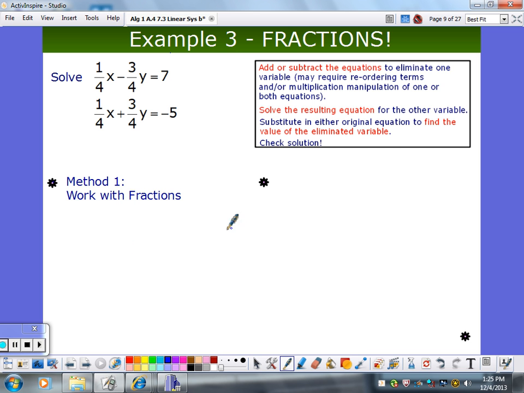So let's see. Can I work with fractions? Same process. Are there any opposites? Are these opposites? Yeah. There's things that might be useful. Are these opposites? Yes. So I can pretty much add, right? 1/4 x plus 1/4 x is 2/4 x. What's 2/4? Half an x. And then these go away, and I'm adding 7 minus 5, which is 2.